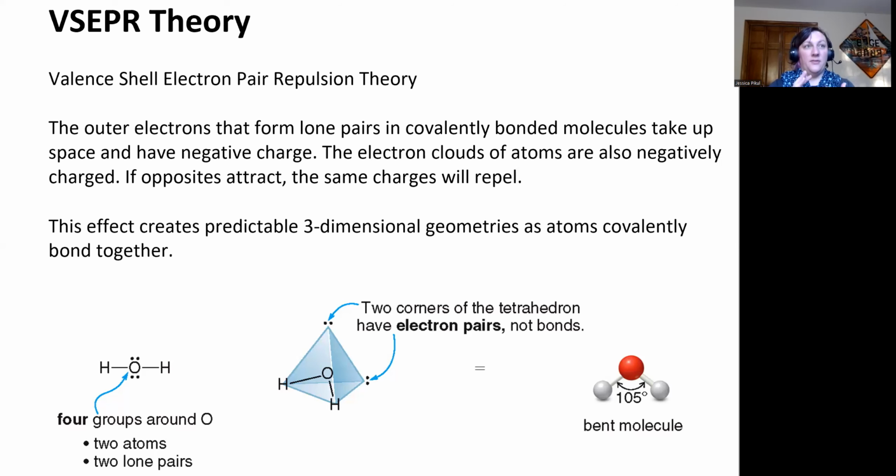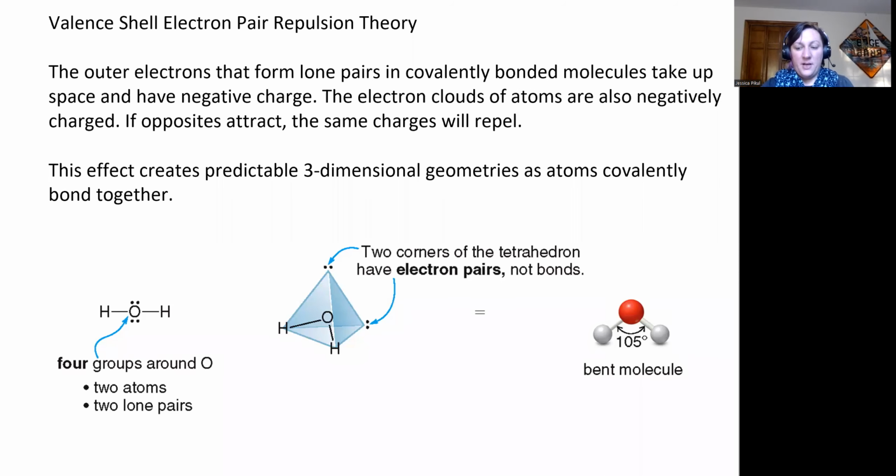We can say, okay, if everyone's going to maximize their position so they're as far away from everything else as possible, then the number of things around the central atom will dictate where those are relative to each other. And so we will create 3-dimensional structures from these 2D ones using this principle and just try to get everything as far away as possible.